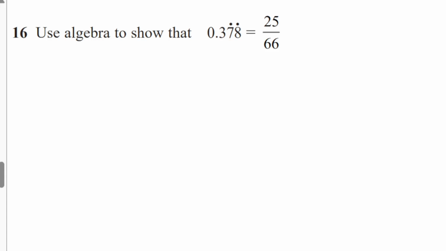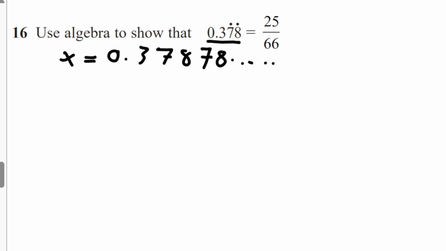Question 16 is 2 marks. The question says use algebra to show that 0.37878 recurring is equal to 25/66. To do this question, we first assume this is x. So x equals 0.378. Because the 7, 8 are repeating, we'll just write them again, and that's enough.